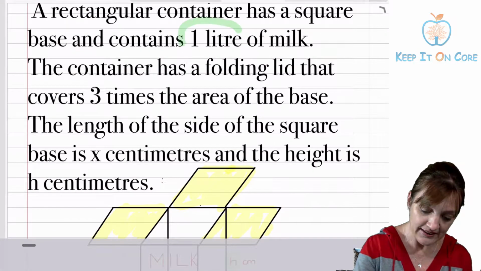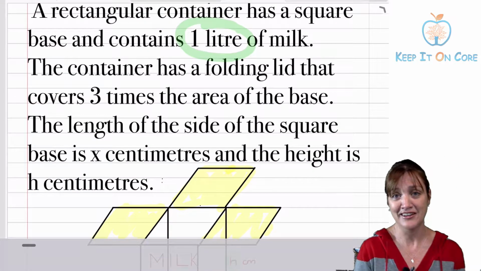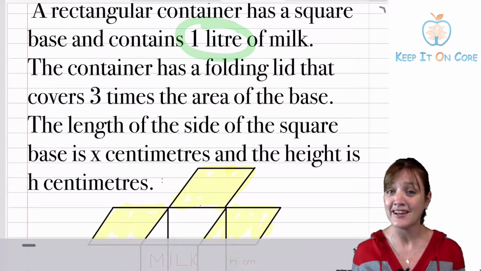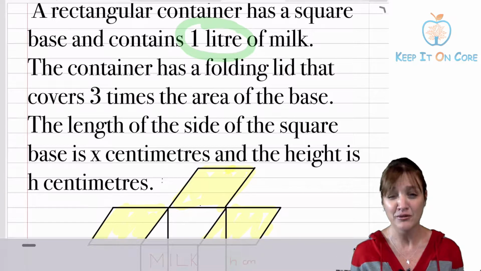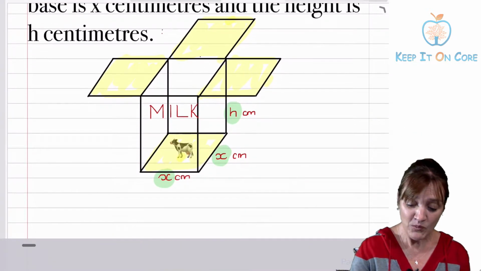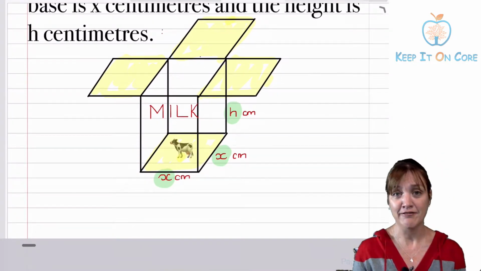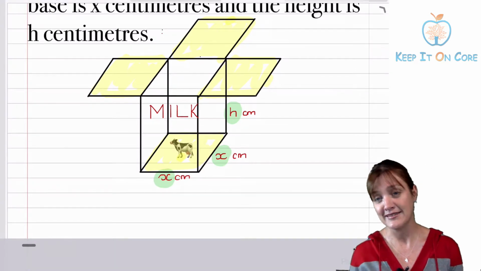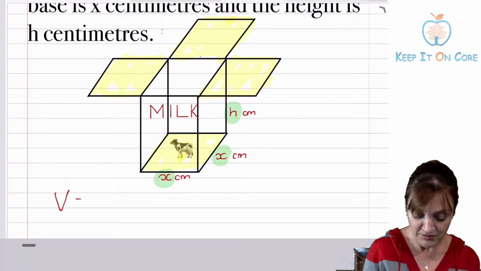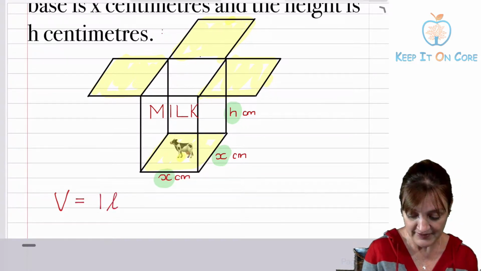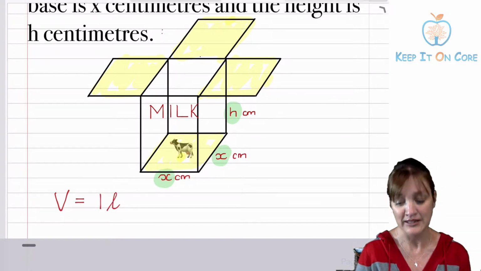Why do you think they told us this? It wasn't because they felt like telling us that it was just a 1 liter box of milk. It's there for a reason. They want us to use that in our efforts to write h in terms of x, and this is what they want you to figure out. Volume. The volume of your box is basically 1 liter.